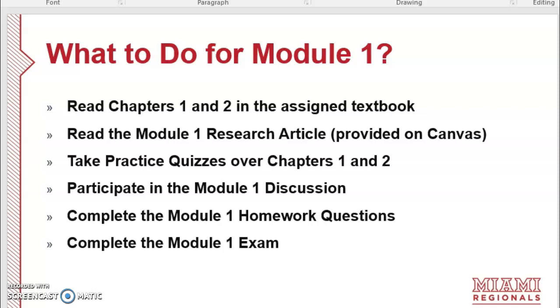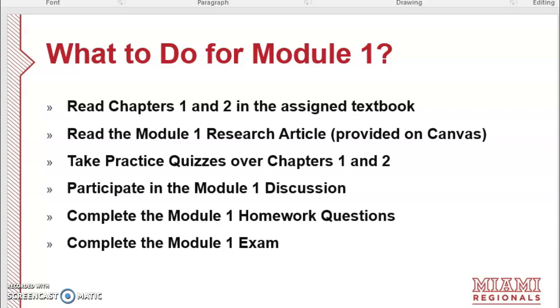So what you will do for Module 1, you'll need to read all of chapters 1 and 2 in our assigned textbook. You'll need to read the Module 1 research article, which will be provided to you on Canvas. You'll want to take the practice quizzes in Canvas over chapters 1 and 2. These are low stakes, 5-question quizzes that you can take multiple times until you're happy with your grade.